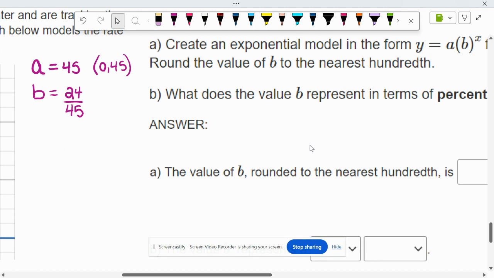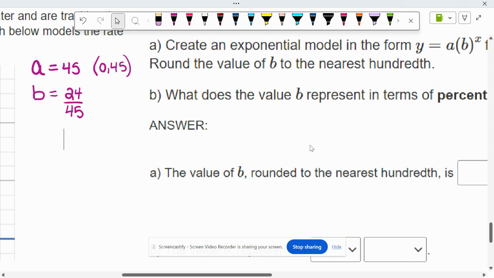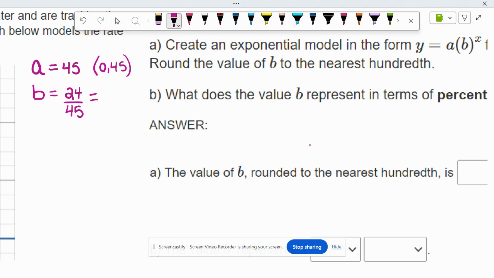Is that what everybody got? 0.53 to the nearest hundredth? Hundredth is 2 decimal places. Did anybody else get 0.53 or is Jaden the only one? You got it? Okay, so we're going to use 0.53.